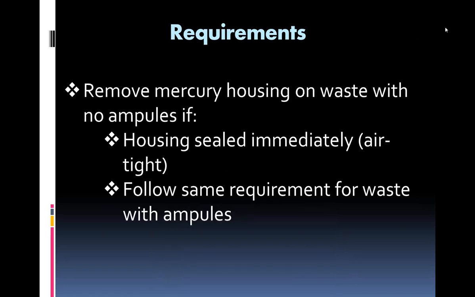So if you have mercury-containing devices that don't have ampules, they just have mercury in there in some other format, you can remove the housing around the mercury only if it's immediately sealed in an airtight container. And then you follow the rest of the requirements for the waste with ampules, like having good ventilation, having a spill system set up in place, things like that.